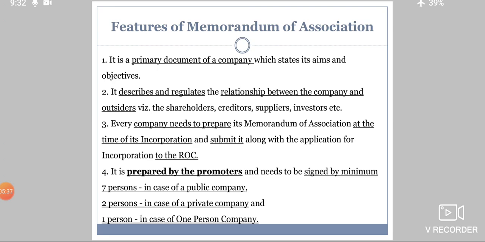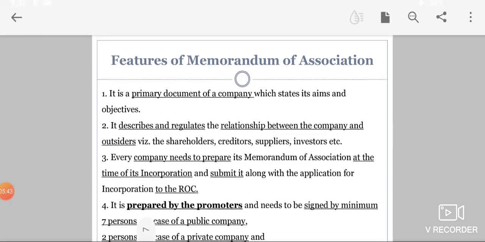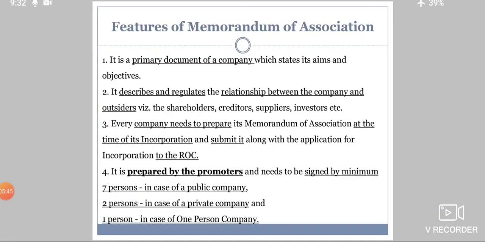Third point you have got is every company needs to prepare its memorandum of association at the time of incorporation and submit it along with the application for incorporation to the ROC. Now, every company needs to prepare, as we have seen, it's compulsory for every company to prepare memorandum of association at the time of incorporation only, and the same should be submitted to the ROC.